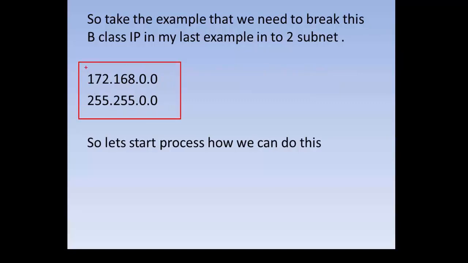I'm taking the IP 172.168.0.0. You remember, class is always identified on the basis of the first octet, and this is the default subnet mask of B class. In my first example I'm going to take 2 subnets. How can we divide this classful IP into classless IP of 2 subnets? Let's start the process.